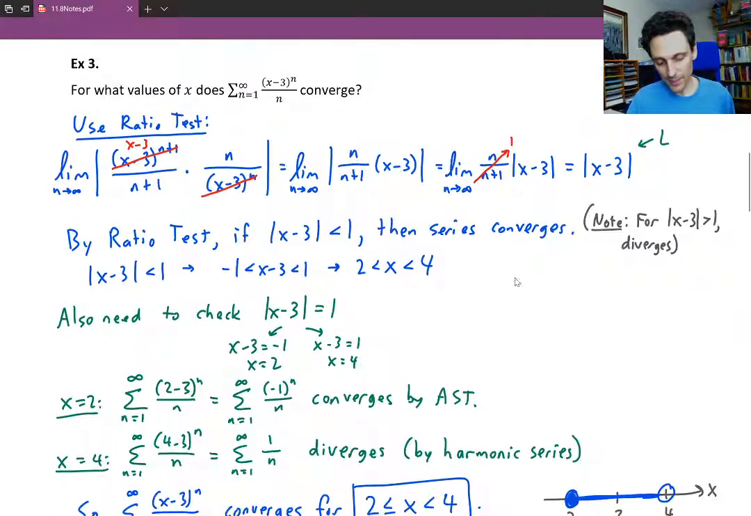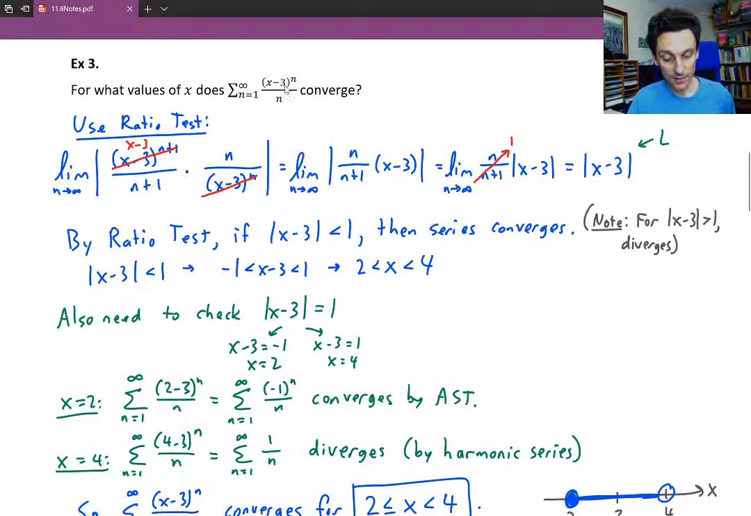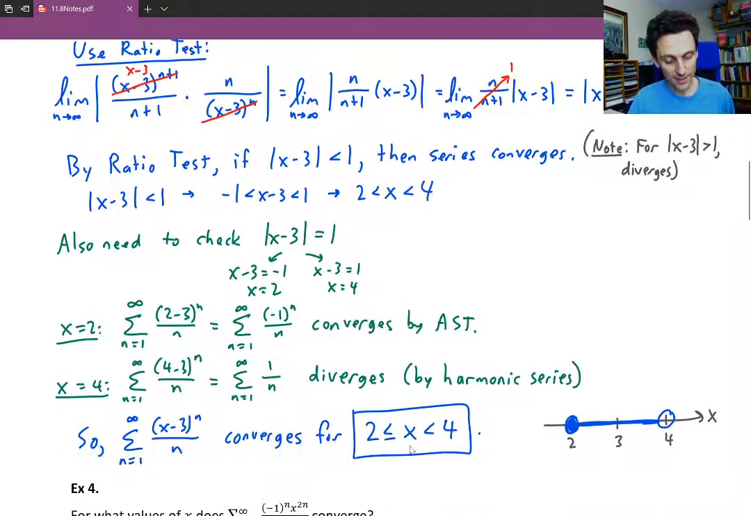In example 3, we saw that the series converged on an interval, so on this interval from 2 to 4, where the center of the power series was right in the center of that interval of convergence. Now, in this case, we had to check the endpoints to see if the series converged at the beginning endpoint and the ending endpoint, the left endpoint and the right endpoint.